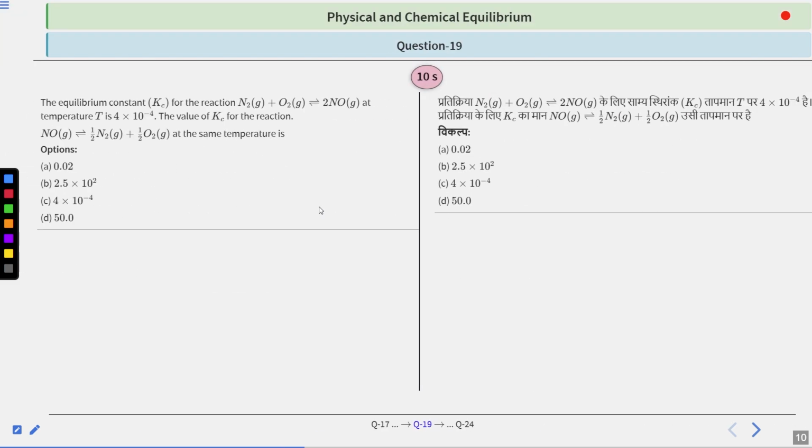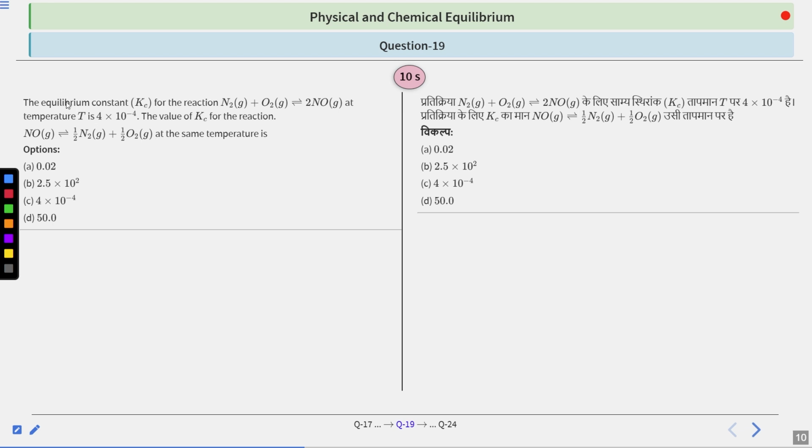Next question. The equilibrium constant Kc for the reaction of nitrogen reacting with 1 mole of oxygen to give 2 NO gas at temperature T is 4 into 10 to the power minus 4. The value of Kc for the same reaction at the same temperature is, so we have taken a new reaction which is giving us half mole of N2 and half mole of O2 from 1 mole of NO. Your options are A 0.02, B 2.5 into 10 to the power minus 2, C 4 into 10 to the power minus 4, and D 50.